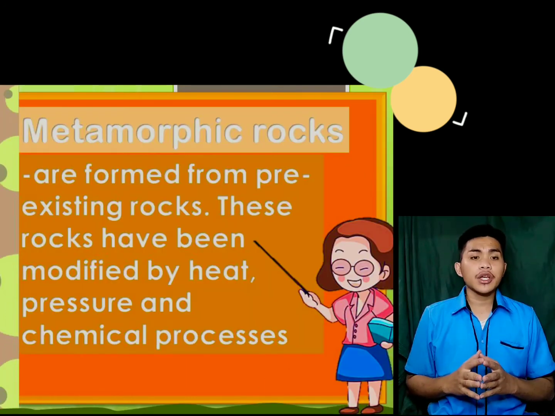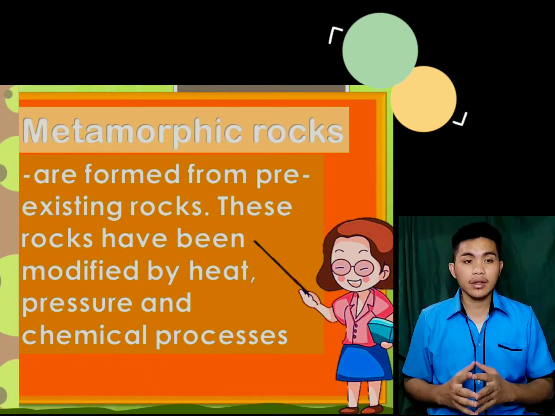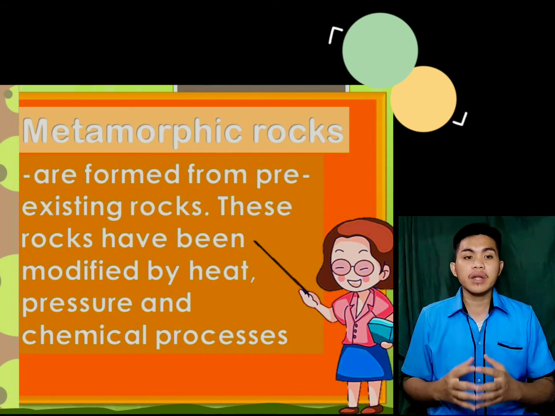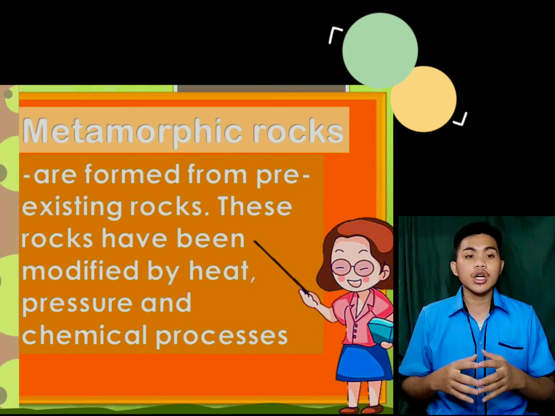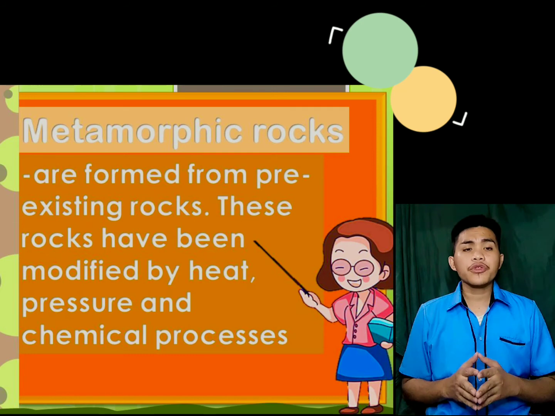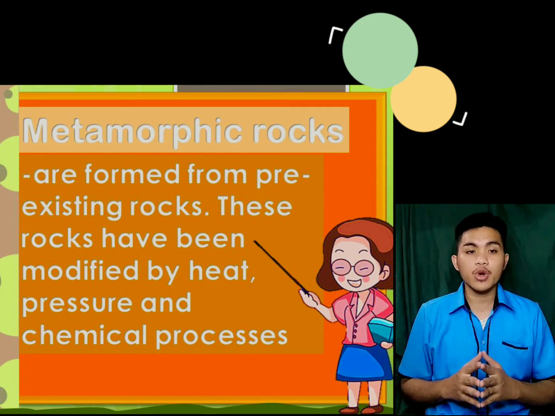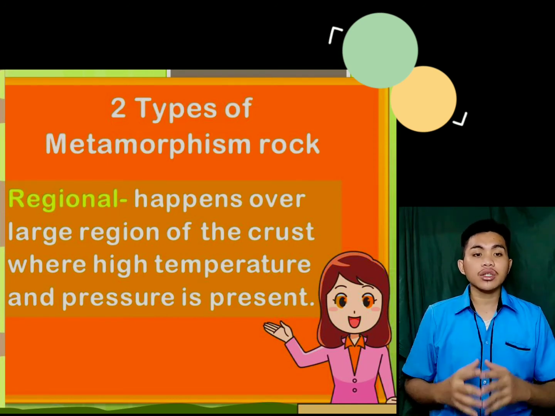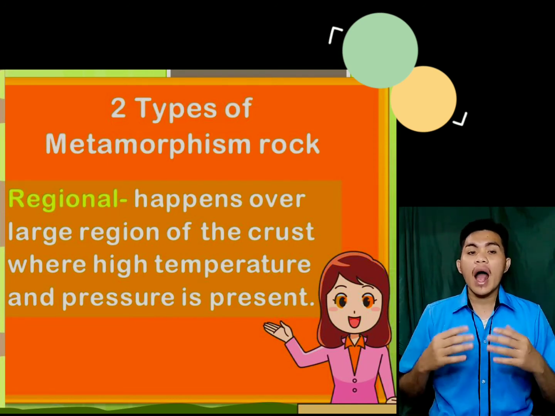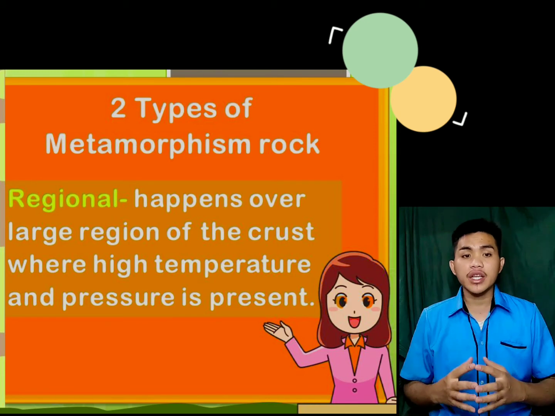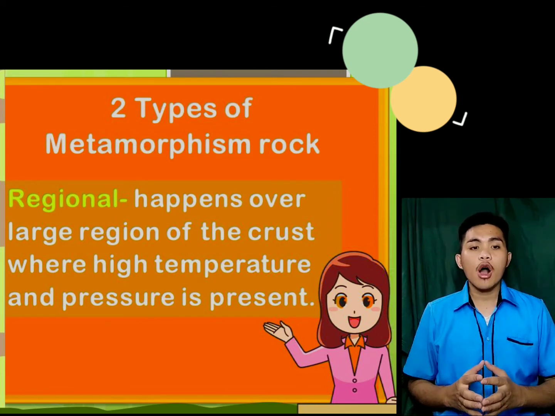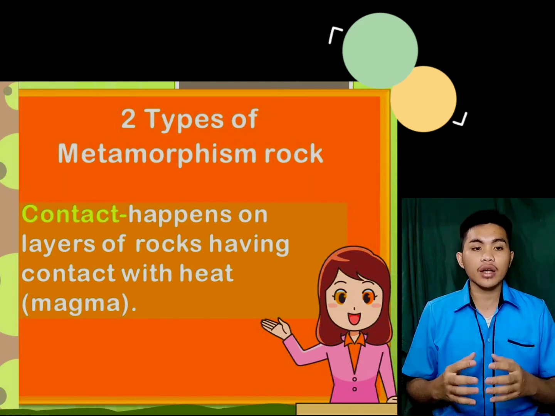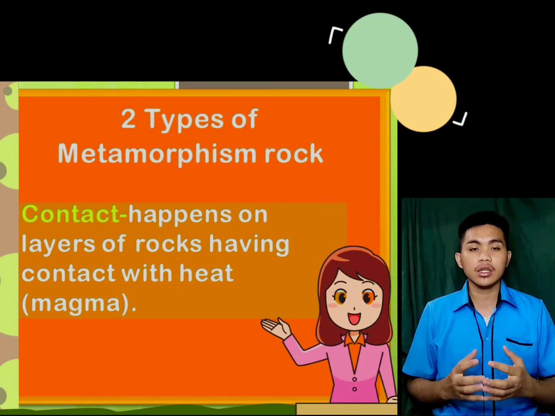The third classification of rock is metamorphic rocks. These rocks are formed from pre-existing rocks. These rocks have been modified by heat, pressure, and chemical processes. There are two types of metamorphism. The first is regional. It happens over a large region of the crust where high temperature and pressure are present. The second type of metamorphism is contact. It happens on layers of rocks having contact with heat or magma.